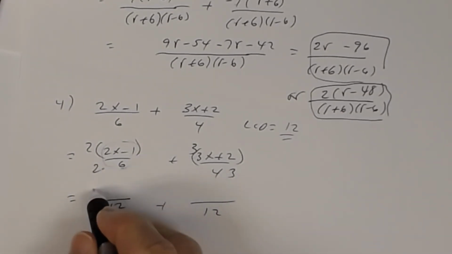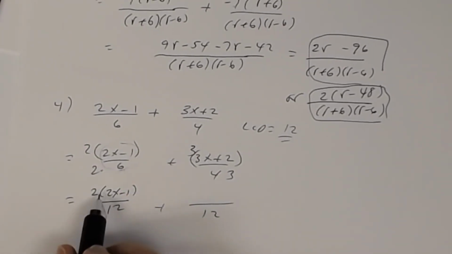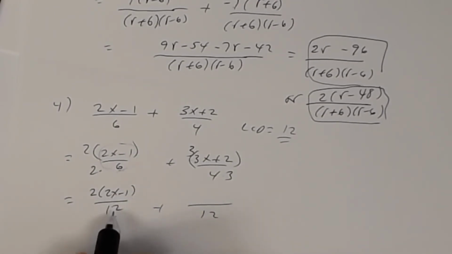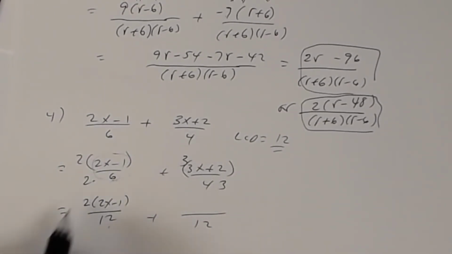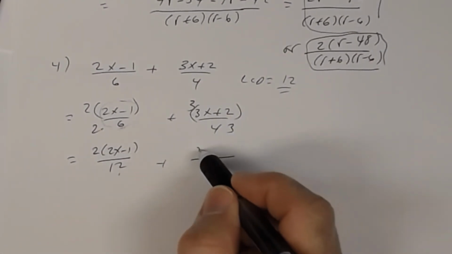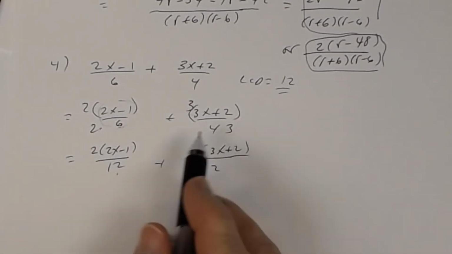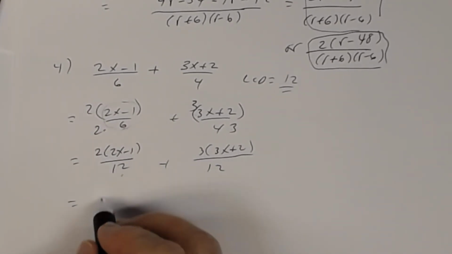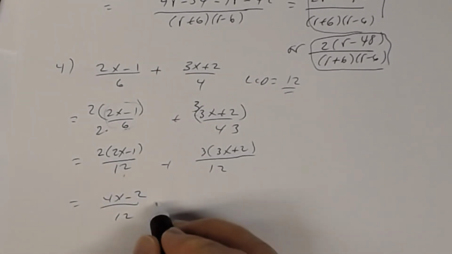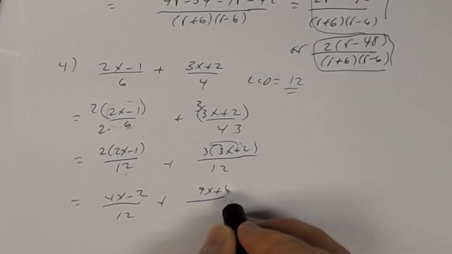Now the numerator is 2 times 2x minus 1. That makes sense because if you reduce the 2 over 12, don't you get 2x minus 1 divided by 6, which is what this is? So those are equivalent. And then do the same thing here: 3 times 3x plus 2. Now let's distribute the numerators. So I get 2 times 2x is 4x minus 2, because 2 times negative 1 is negative 2, divided by 12, plus 9x plus 6 divided by 12.